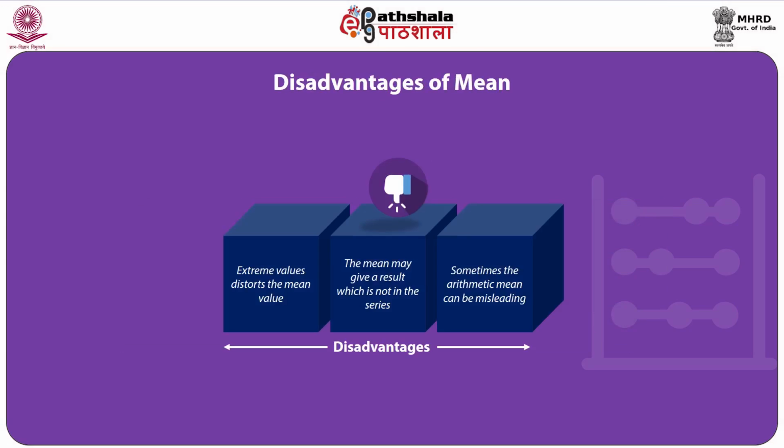What are its disadvantages? Very large and very small numbers affect or distort the mean value. The mean may give a result in most cases which is not found in the series. Sometimes the arithmetic mean gives a result which is not only absurd but also misleading. The second average, the median, is the one which we usually work out in social science research.